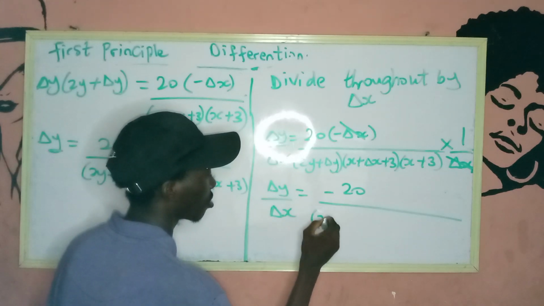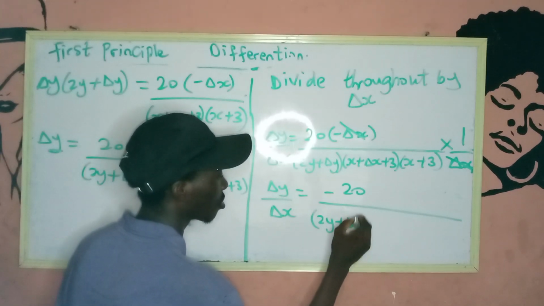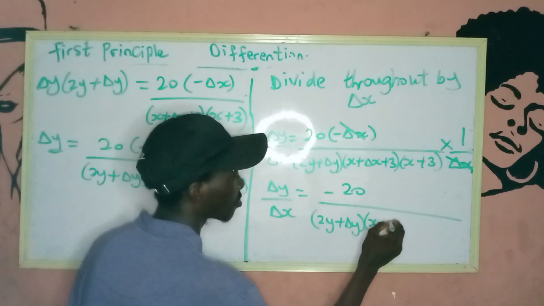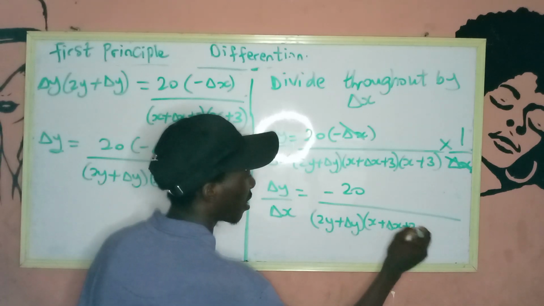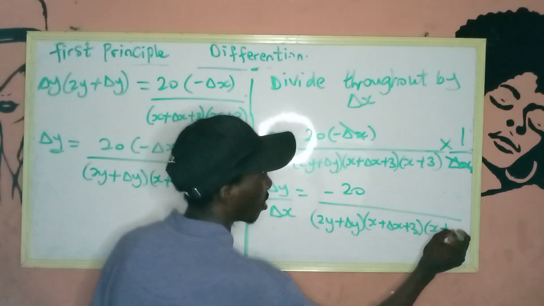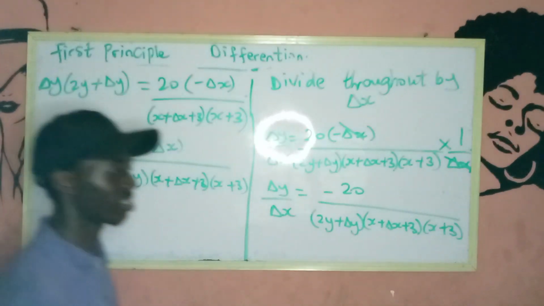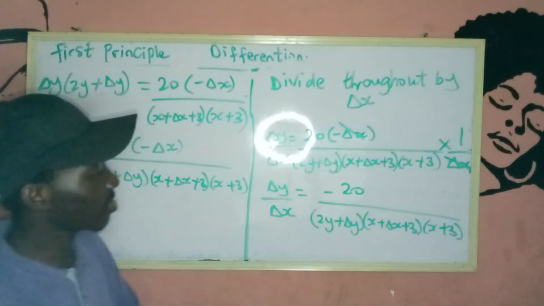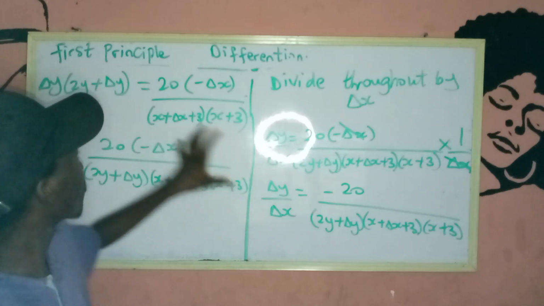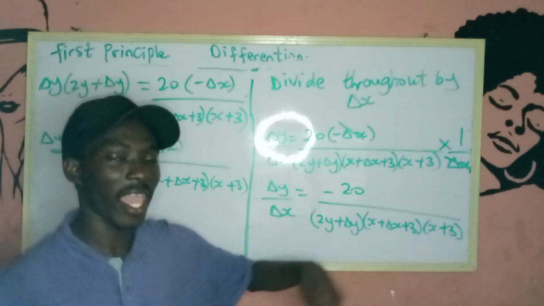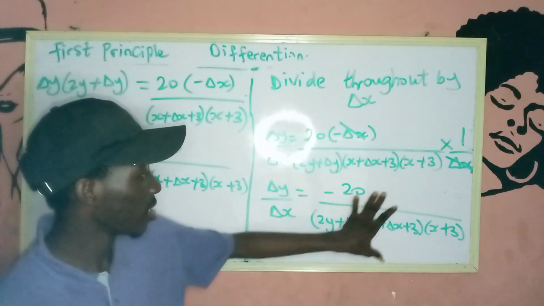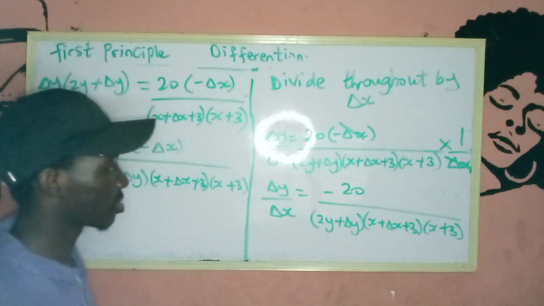will be 2y plus change in y, x plus change in x plus 3, and x plus 3. That will be the answer to the what? That will be the gradient of the what? Of y squared times x plus 3 is equal to 20. This will be the answer to that.